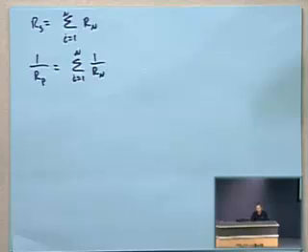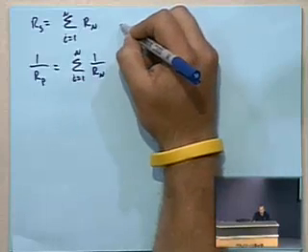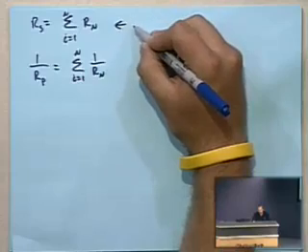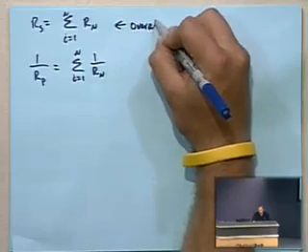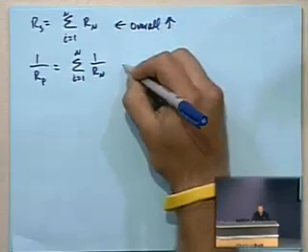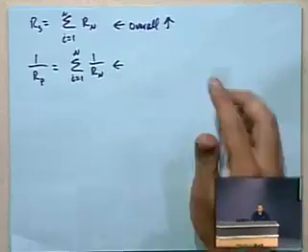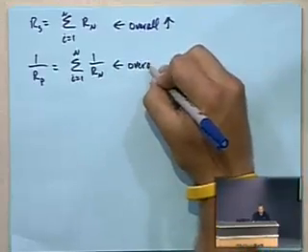And again, I guess practically speaking, what this tells us is that when you add resistors in series, the overall resistance goes up. Whereas when you combine resistors in parallel, the overall resistance goes down.